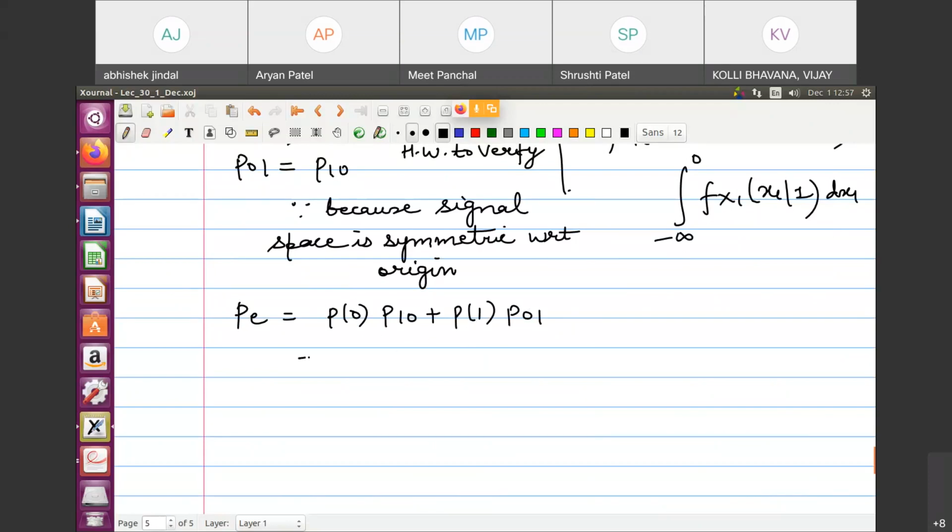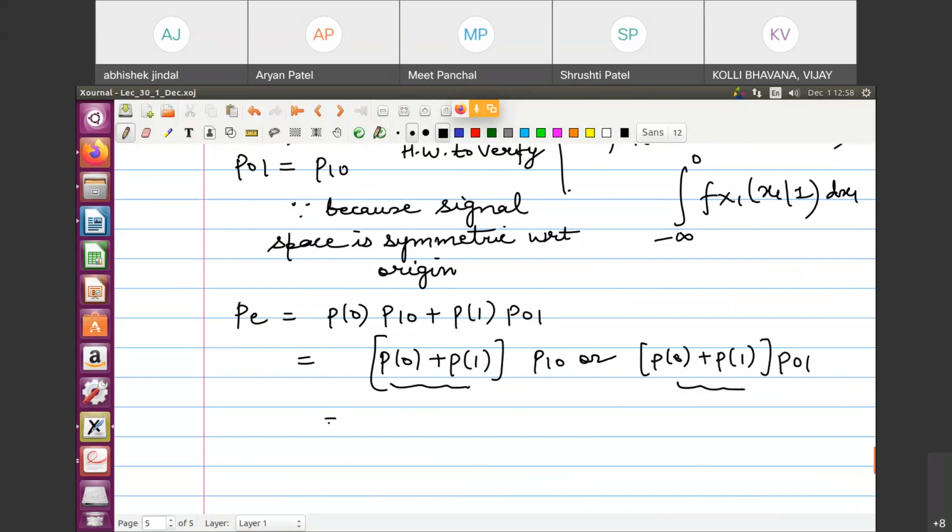So because this and this are same, you can say this is nothing but P of 0 plus P of 1 into P of 1, 0, or you can say it is P of 0 plus P of 1 into P of 0. कुछ भी लिख सकते हैं. So this is always 1, this is 1, so this is equal to P of 1, 0 or P of 0, 1. Means कोई सी value which is same.